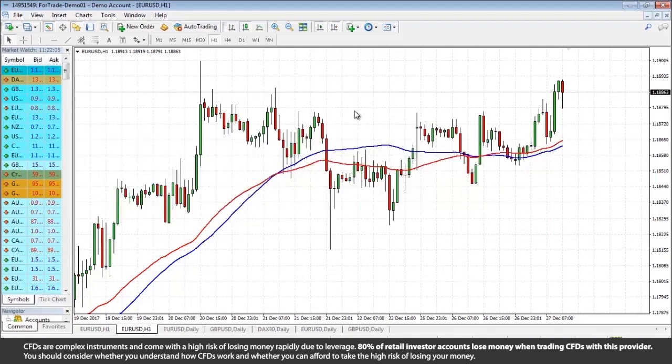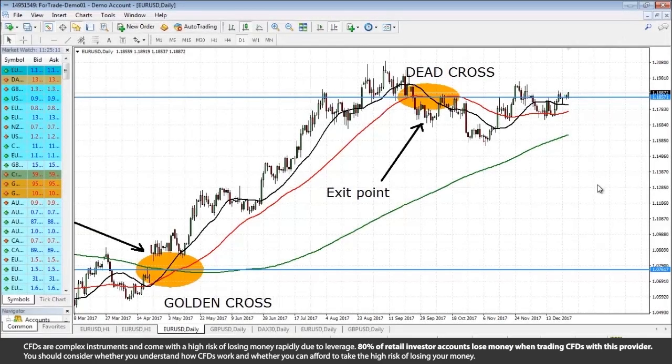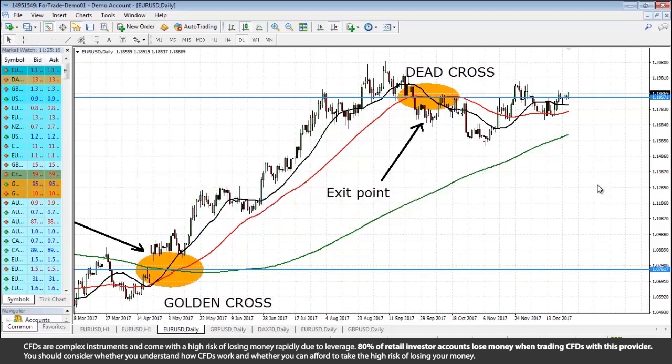Moving averages are recommended for longer term strategies. In this case, we will use the daily time frame. On this chart, we have an example on how to use combinations of moving averages. Here we have 4 lines, 3 moving averages and the actual movement of the price. The green line below is the 200 daily moving average. Obviously, it's the least volatile because it contains a large number of periods. The other red line here is the 50 daily moving average, and the black line is the 20 daily average.